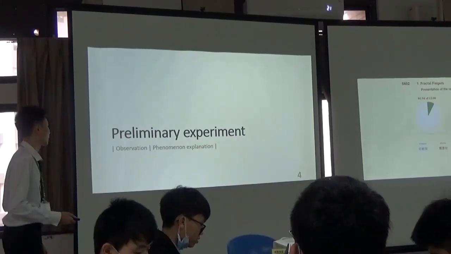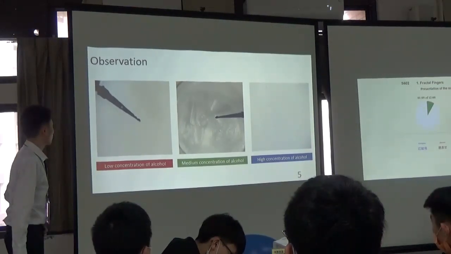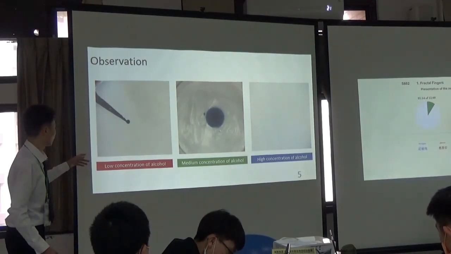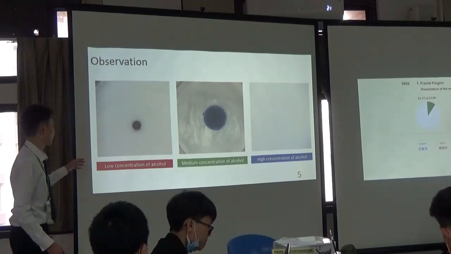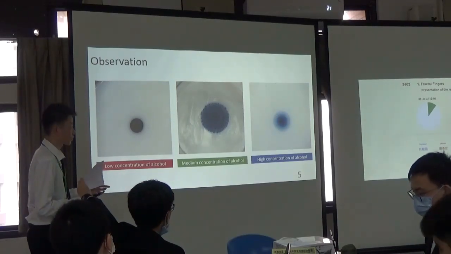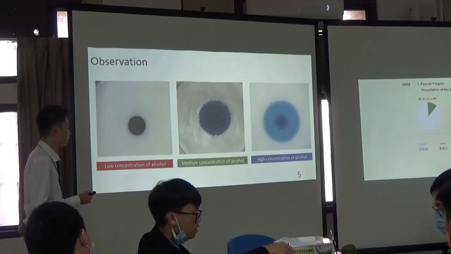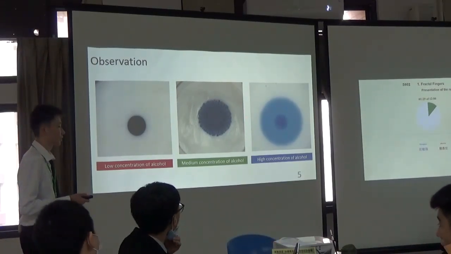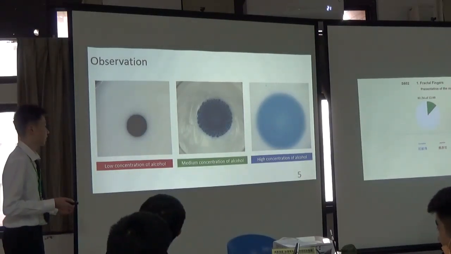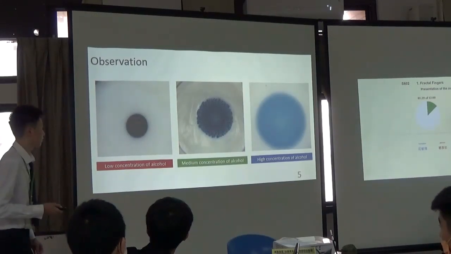In the preliminary experiment part, this is the option. And this is the observation video. You can see that with a lower concentration of alcohol, the mixture will not form fingers. But with a higher, medium concentration, you can see the fingers clearly. But with too high a concentration of alcohol, you cannot observe fingers clearly because the alcohol evaporates really fast. So we can know that this phenomenon is mostly influenced by the concentration of the mixture.